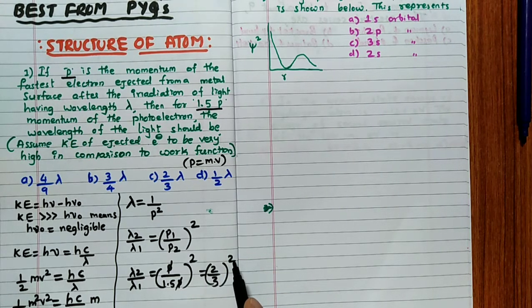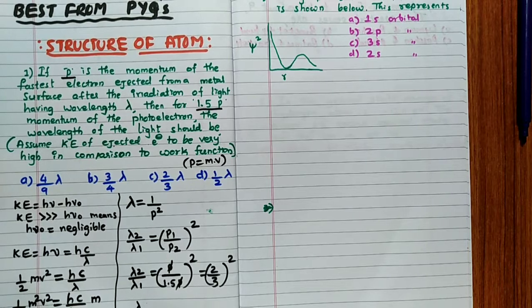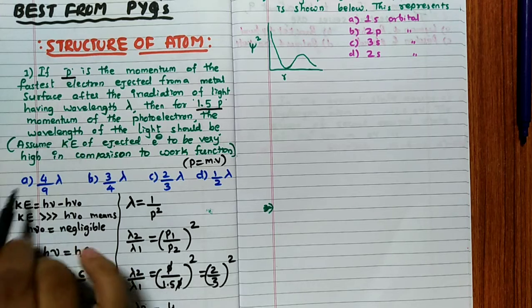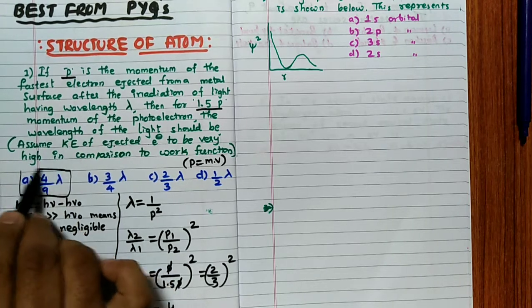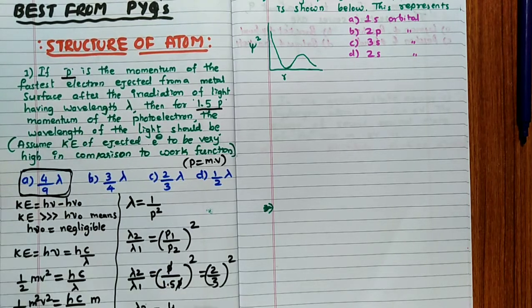So to the power 2. Hence the answer for this is, remember, lambda 2 by lambda 1 is equal to (2 by 3) whole square, which means 4 divided by 9, right? 4 by 9 lambda. So 4 by 9, where is it there? Answer is A. Answer is A.